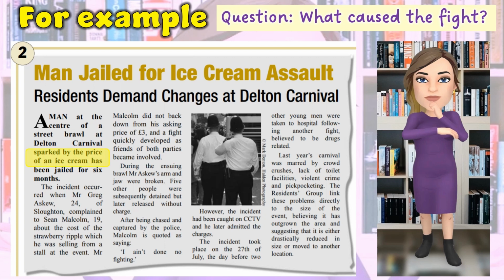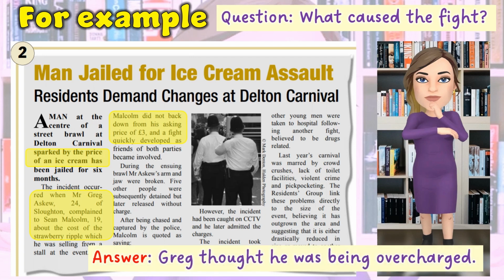So if we highlight this section, you'll see that the fight was caused by the price of an ice cream. However, what about the price caused that fight? In this section, it talks about the cost of the strawberry ripple. And in this section, it talks about how Malcolm did not back down from the price of £3. So therefore, the answer isn't the price of an ice cream. It's more specific than that. Because when we've read in detail, we can see that Greg thought he was being overcharged. And that is what caused the fight.